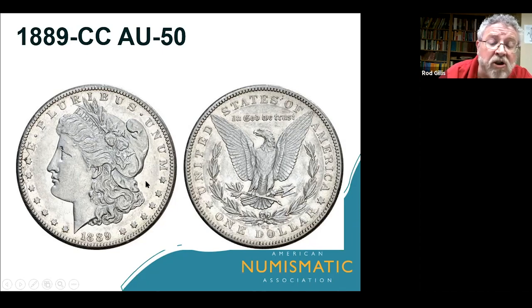However, notice that on this coin, there are no marks. It's a really nice coin. There are just no marks on it. This is an example of a coin you would want to own, right? If you're not so hung up on mint state, because this has a ton of eye appeal. There's a lot going for this coin. It's a nice coin.